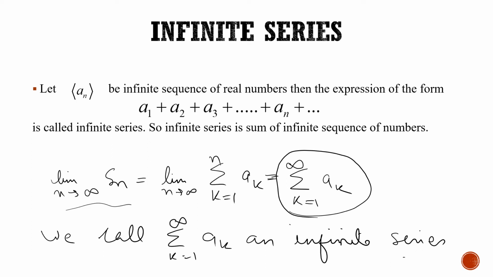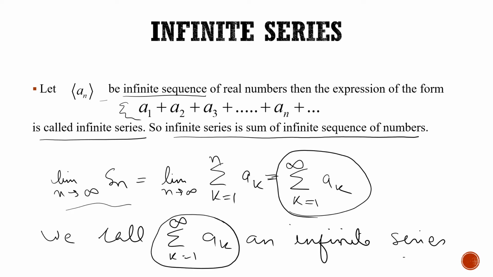So you can write it like this: let an be an infinite sequence of real numbers, then an expression of this form is called an infinite series. So an infinite series is a sum of an infinite sequence of numbers. I hope the definition of infinite series is clear.